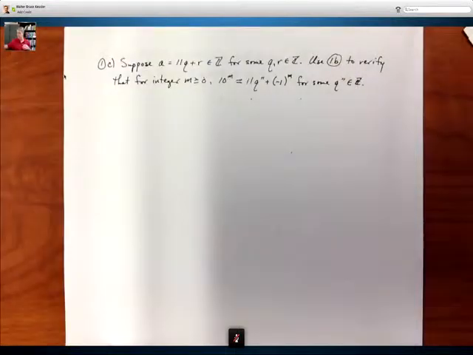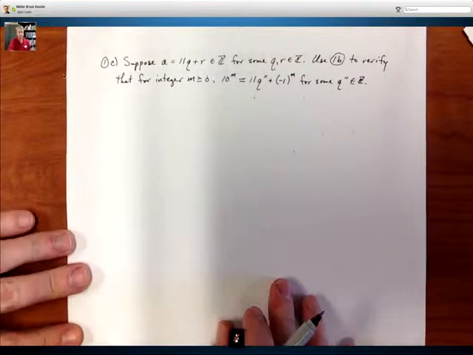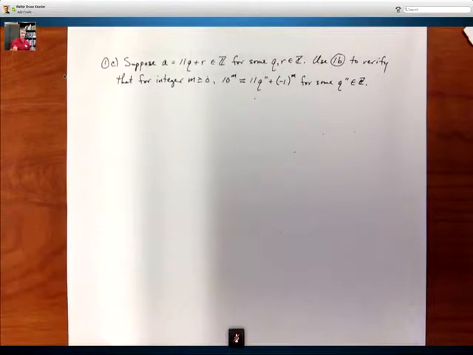1C asks what initially seems like kind of a tough question. Again, we've got this condition on A, and we've got a Q and R that go along with the A. And it says, all right, well, use what we just proved to verify, and I should probably keep that in front of me, to verify that for an integer m greater than or equal to 0, 10 to the m is just 11 times some integer plus a negative 1 to the m power.